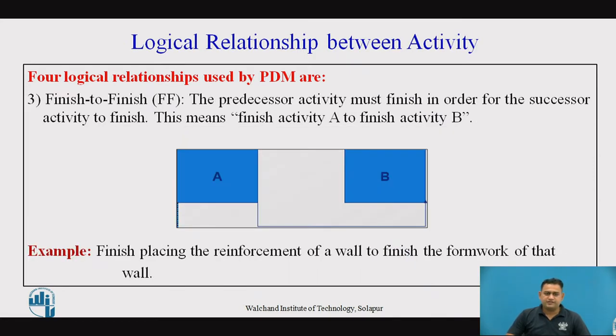Now, finish to finish. The preceding activity must finish in order for the successor activity to finish. This means finish activity A to finish activity B. The example for this is: finish the placing of the reinforcement of the wall, finish the formwork of that particular wall. Or one more example, you can finish the placing of reinforcement for the footing work, and you finish the placing of formwork for the footing work, and you can go for the concreting.